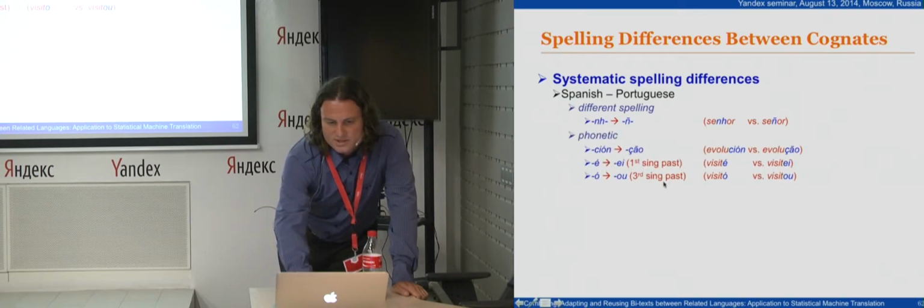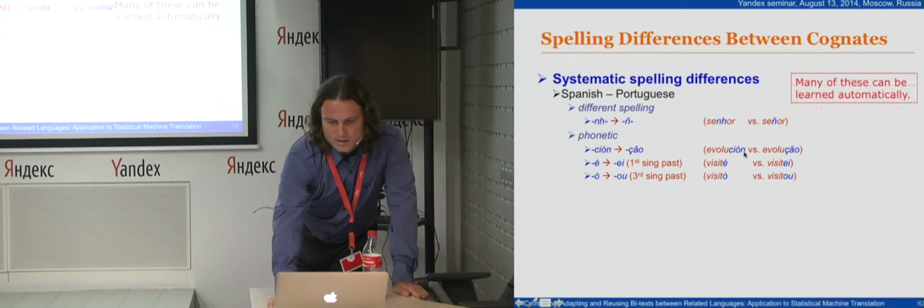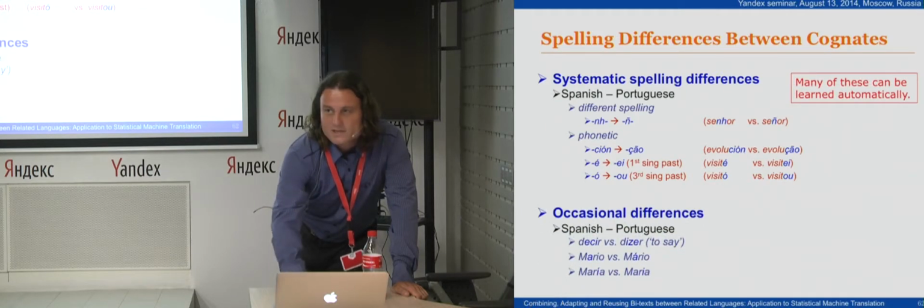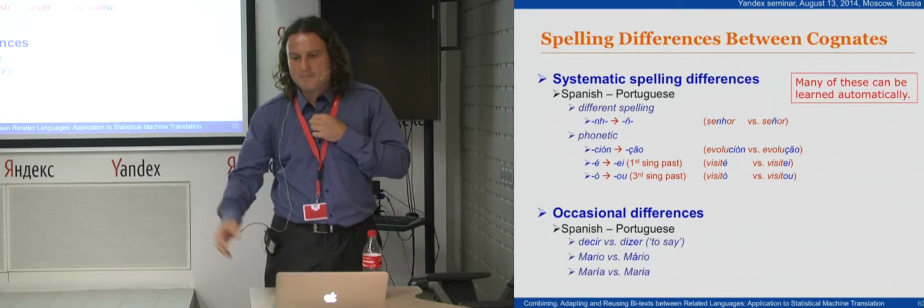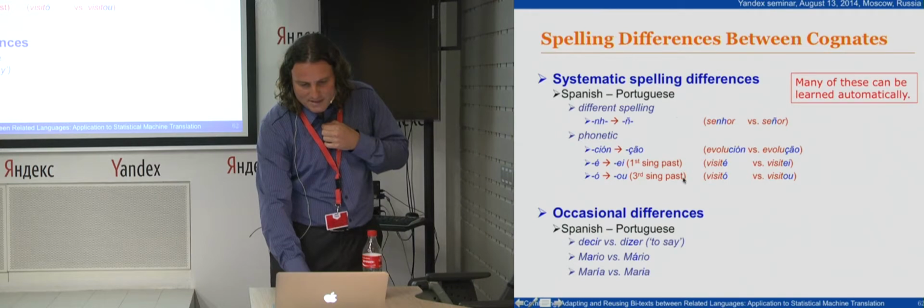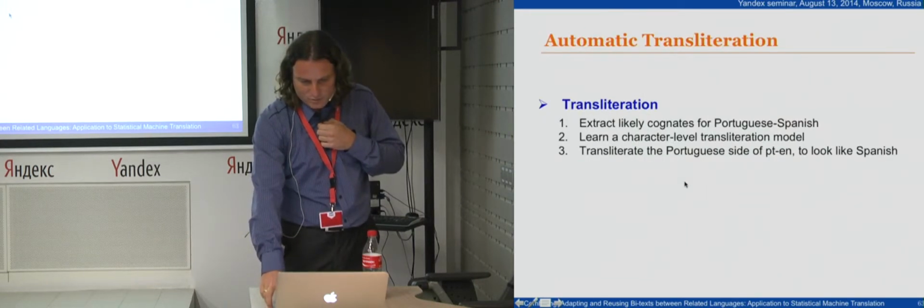Sometimes this is just about spelling, or you can have something about phonetics. Visite, visitei, visito, and so on. Some of those are rare and occasional and only refer to a particular word, like Mario, Maria, disir, disair. This is something that applies to one word only, and maybe you can learn it, maybe you cannot. But those are systematic, and you can learn them automatically.